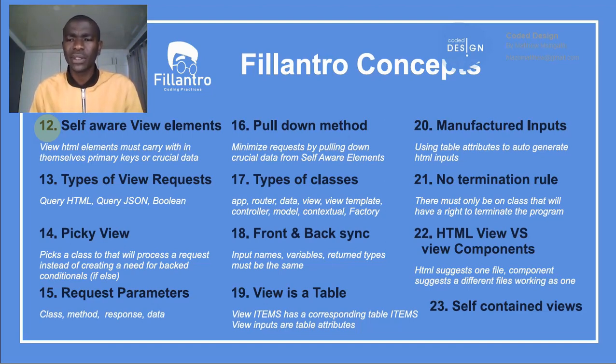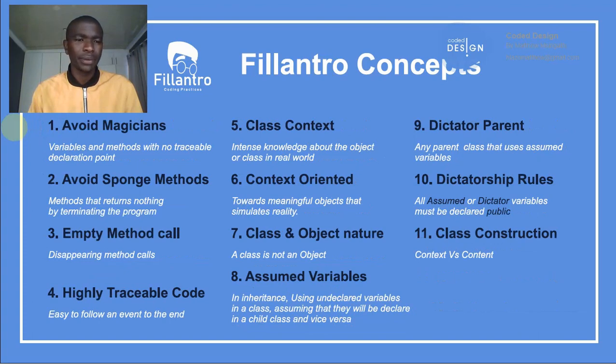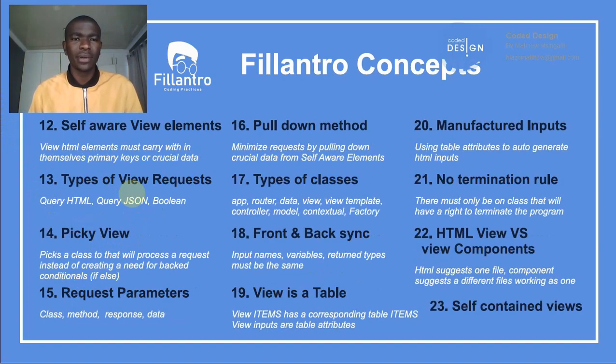Point number 21, it's a no termination rule. I think this one speaks to one of the points that I have covered, that there must only be one class that will have the right to terminate the program. I think it talks to the sponge method. Let me just go back. Avoid empty method calls. Yes, it's the sponge method that returns nothing by terminating the program.